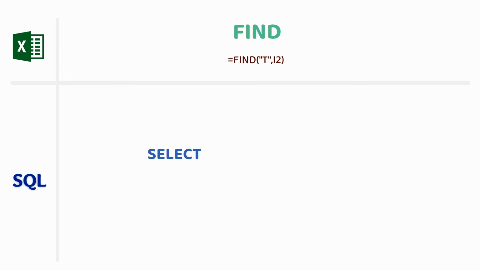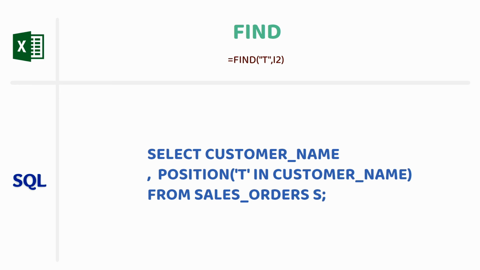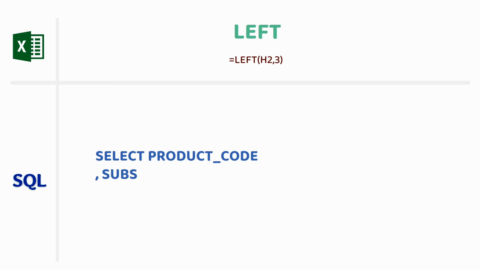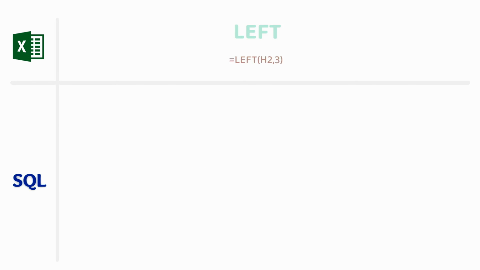Find. Find is used to return the position of a specified character within the given text. In PostgreSQL, we can use a function by the name position to perform this task. Left. Left function allows you to extract a substring from a given string which starts from the leftmost character. In SQL, we can use substr to perform the same task.